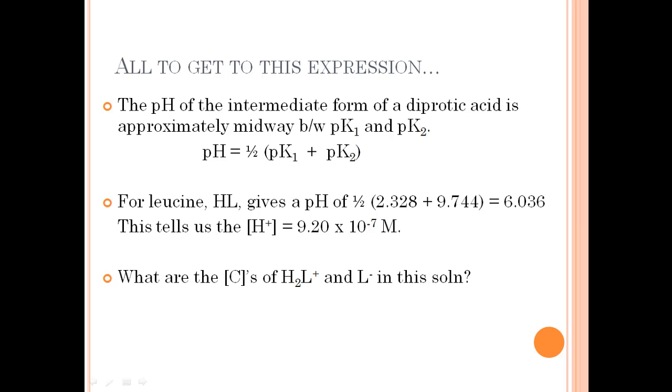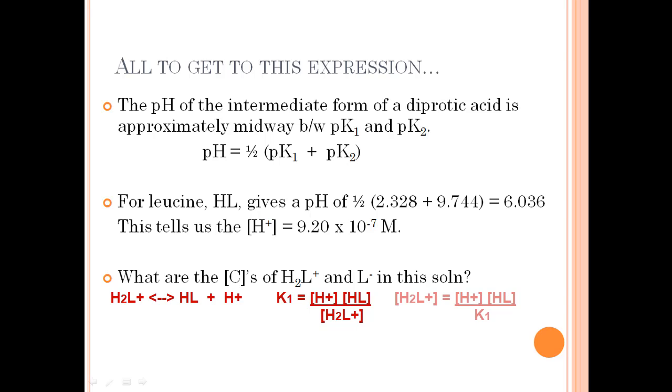So once you have that, because you have this awesome expression that we just made, you can actually find the concentrations in the solution of 0.0500 molar leucine. You can find the concentrations of the other guys, H2L plus and L minus, just by solving the K1 and K2 expressions. The original reactions of the diprotic acid said that H2L plus associates into HL and H plus, and that's your K1. So if you solved for H2L plus, you would get HL times H plus over K1, and you use 0.0500 as the concentration of HL, which is the formal concentration of that solution.